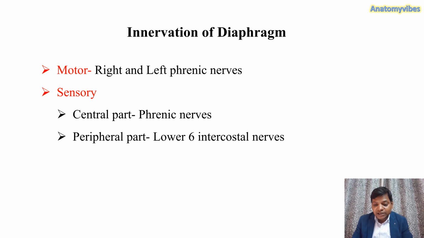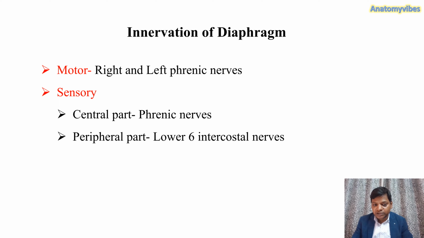Now what is happening according to motor supply? So again talking about motor supply, right and left phrenic nerve is coming from the neck region, going through the thoracic inlet, then going to the thoracic cavity, and finally reaching around the pericardium of the heart and then supplying the diaphragm. Now it will pierce the diaphragm first.